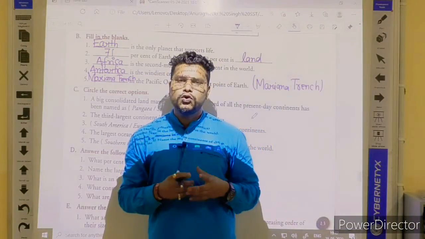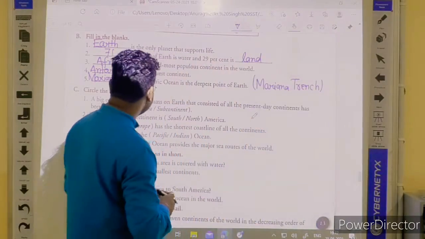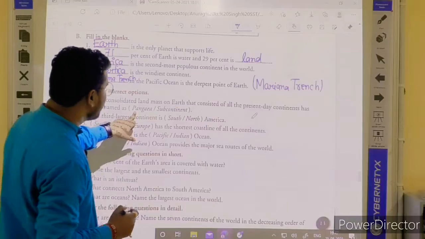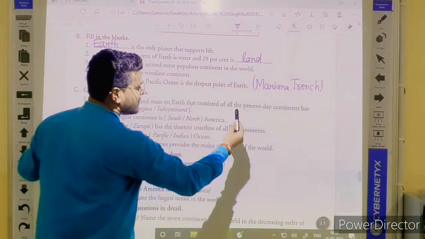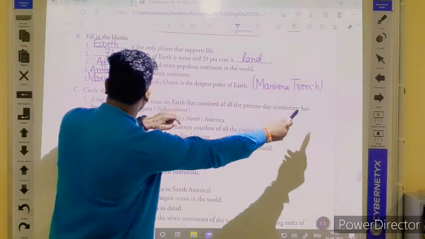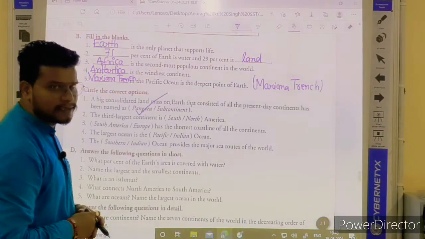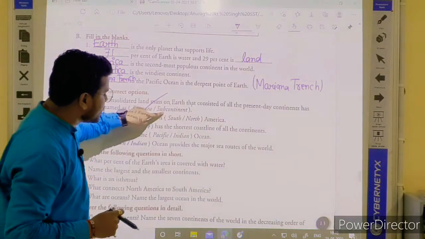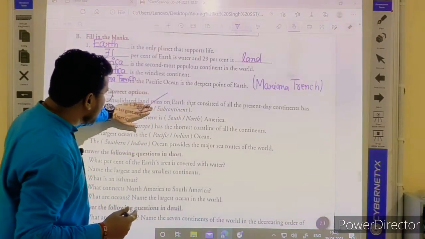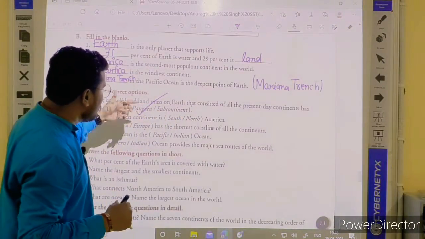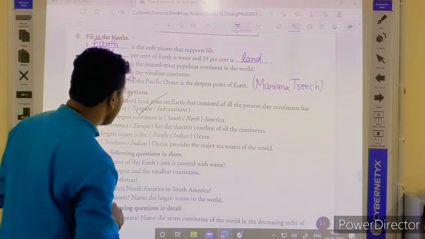Okay student, so the supercontinent is known as Pangaea. So that's why a big consolidated land mass on earth that consists of all the present day continents has been named Pangaea. Yes, it is our right answer. This is not supercontinent, this is subcontinent. If instead of Pangaea it is supercontinent, then the answer may be supercontinent and Pangaea.